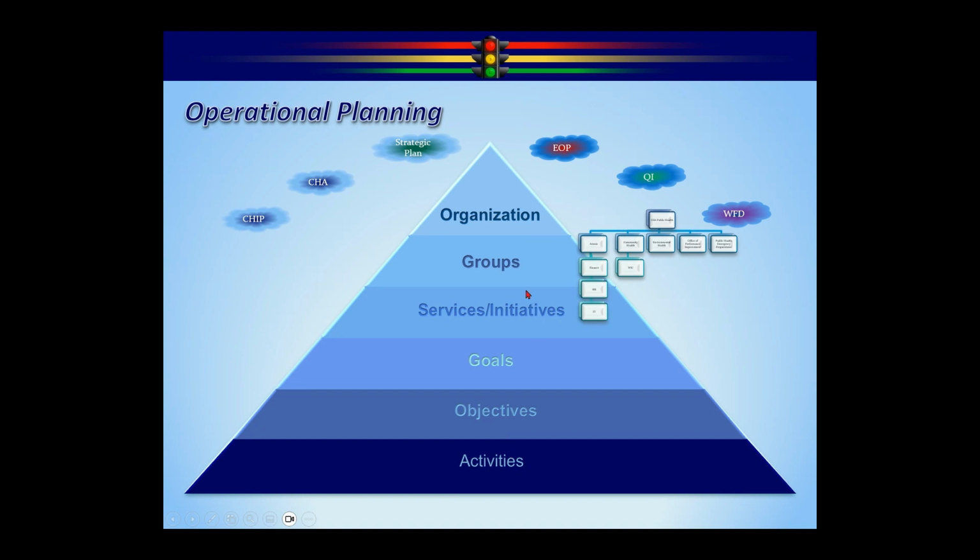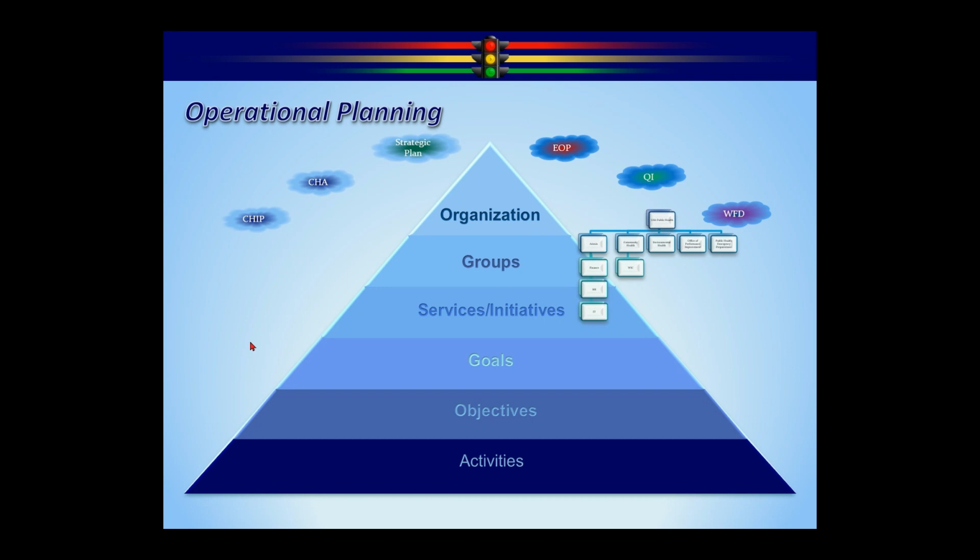So as you can see, if you had a bunch of groups in here, and each group had 4 services or initiatives, and each service or initiative had 4 goals, and each goal had 4 objectives, and each objective had 4 activities, you can see why the pyramid gets pretty wide at the bottom. You could literally have hundreds of activities in something like your strategic plan. So those all have to be kept up to date so that the plan can be moving forward at all times.